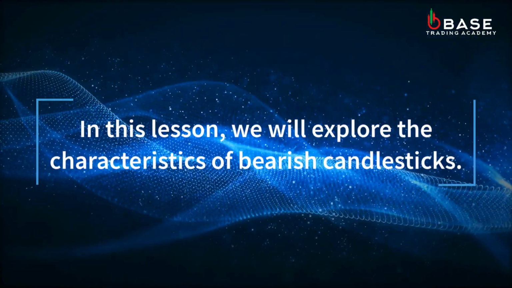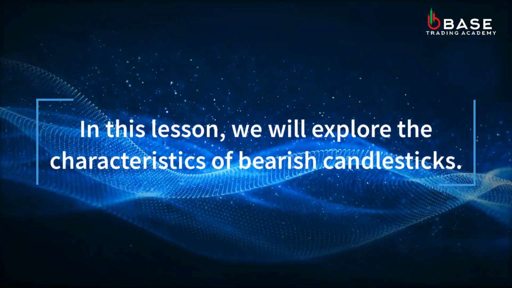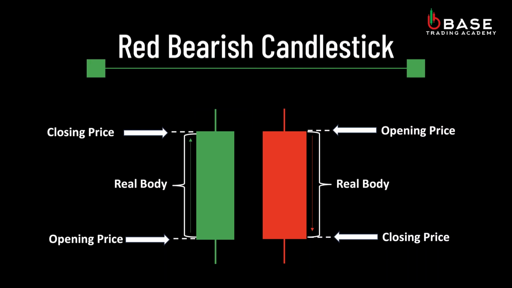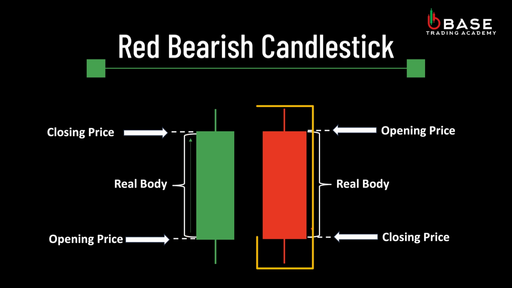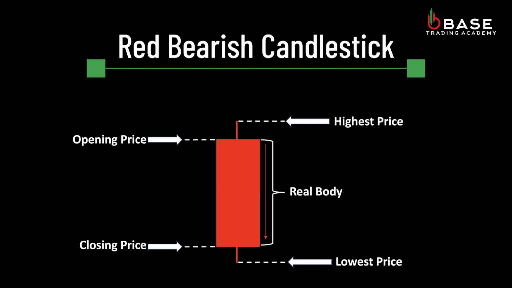In this lesson, we will explore the characteristics of bearish candlesticks. Candlesticks are represented in two main colors, indicating the direction of price movement: green for bullish and red for bearish. A red candlestick signifies that the bears, or sellers, are in control, conveying a bearish market sentiment and suggesting dominance by sellers. Let's break down a red bearish candlestick.